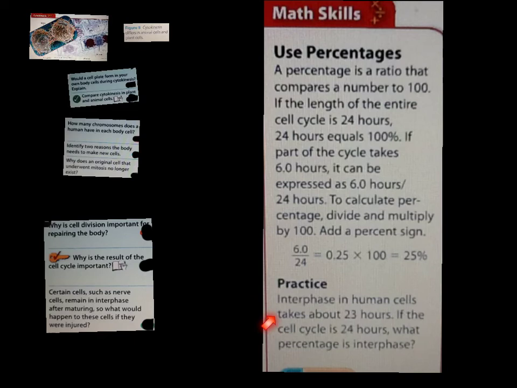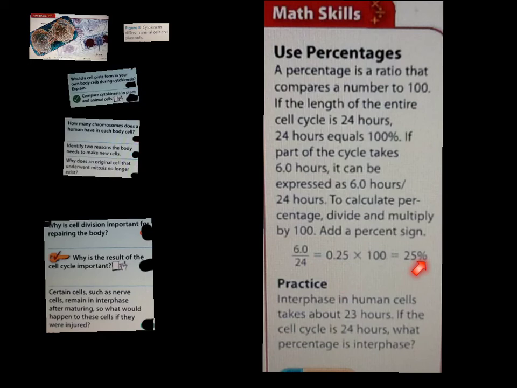So in this case, you're taking the 6 hours, which was the part of the completed cell cycle, divided by the total amount, which was 24. So you're dividing 6 by 24, which gives you 0.25. That 0.25 is then multiplied by 100 to give you 25%.